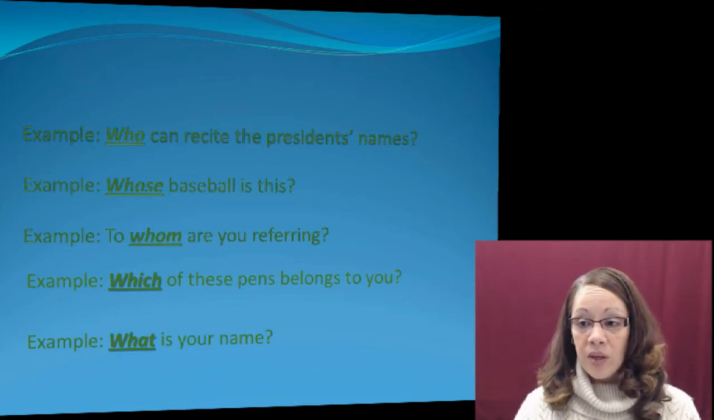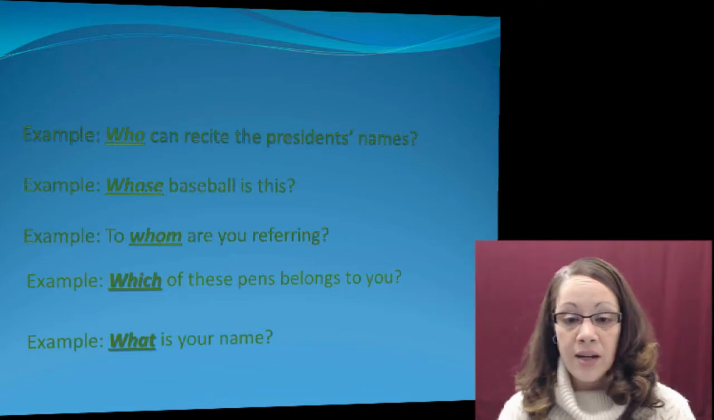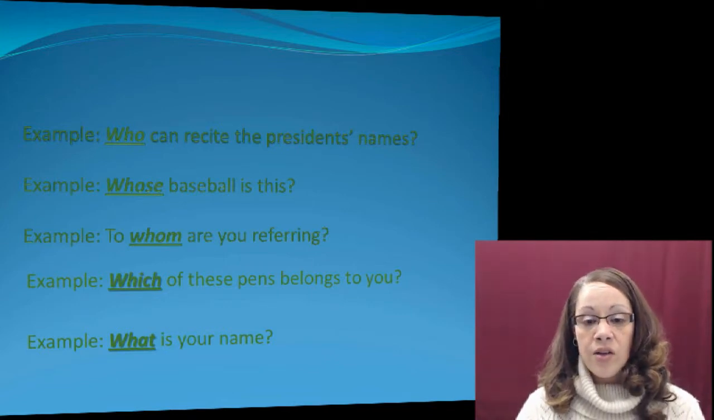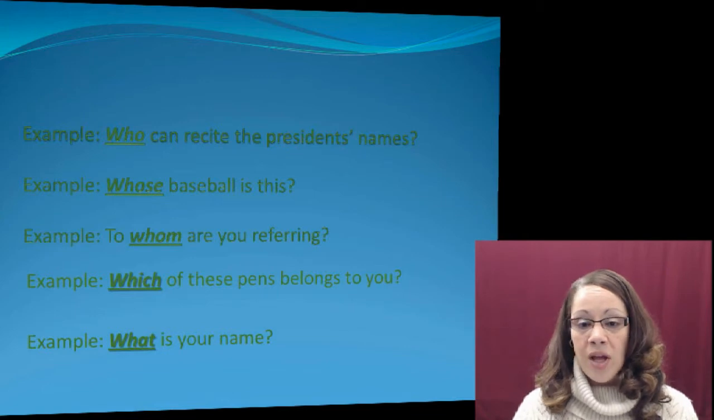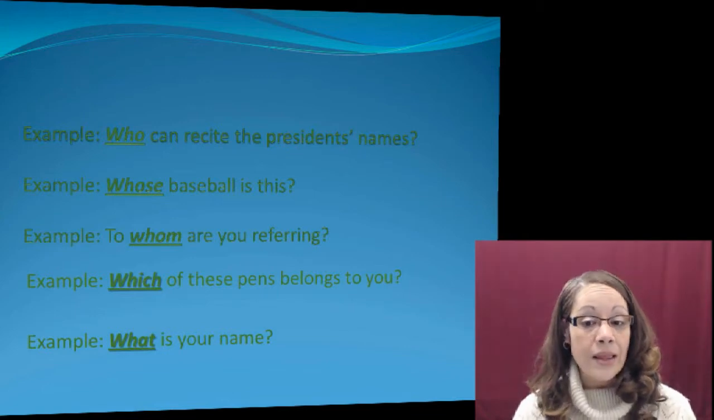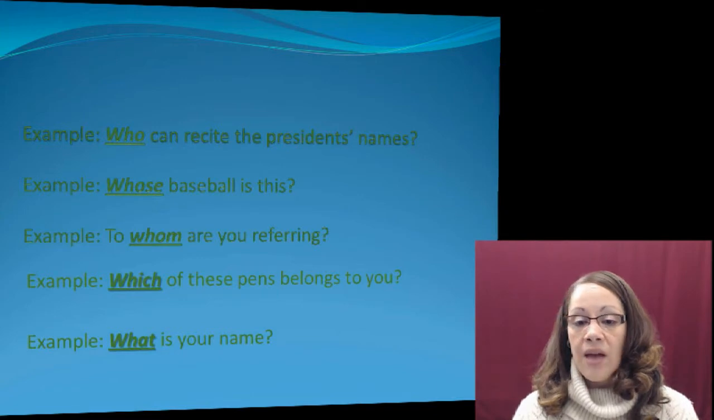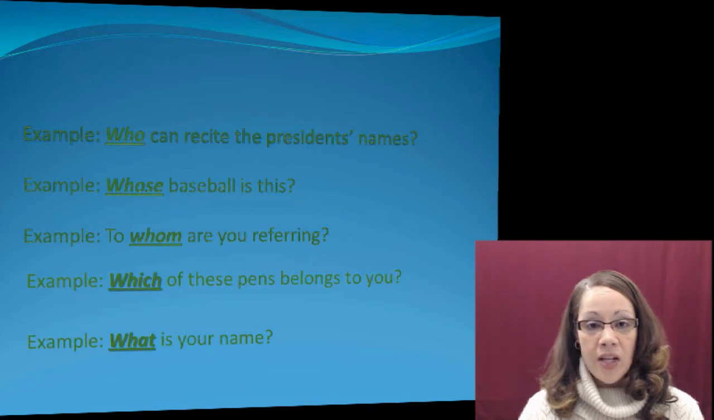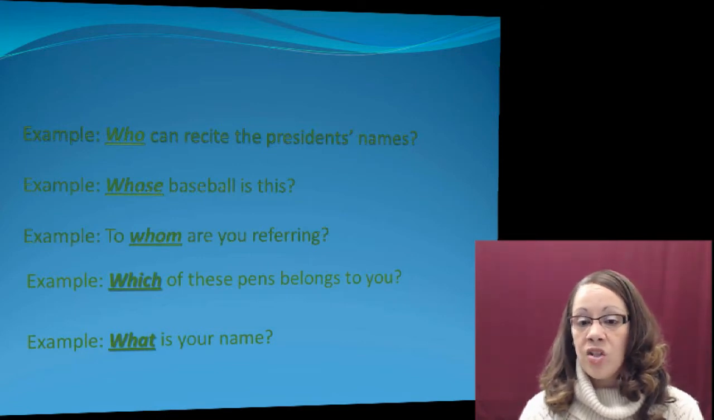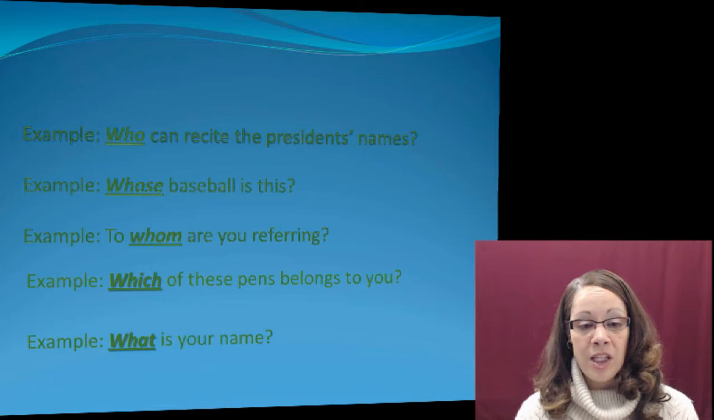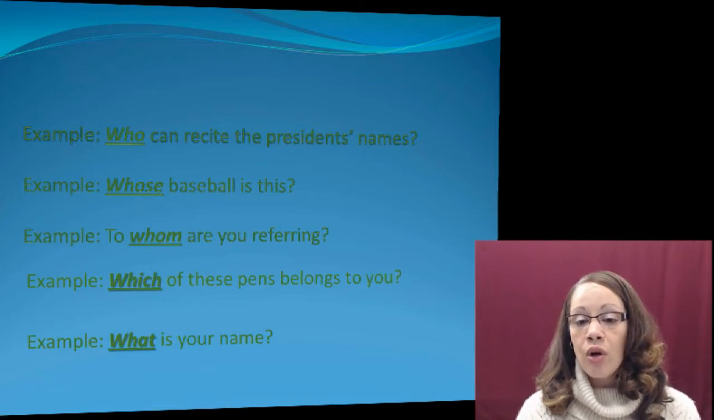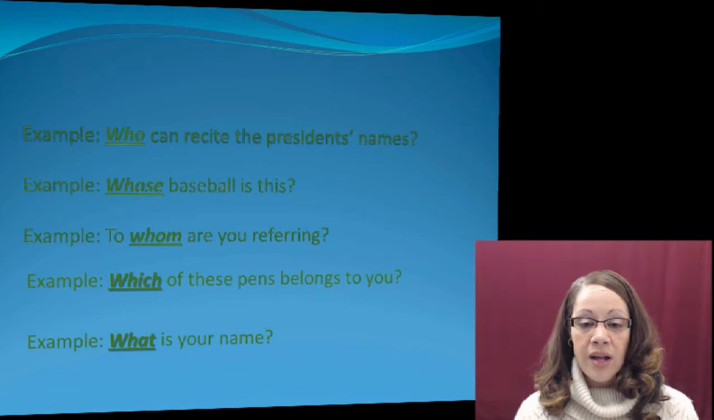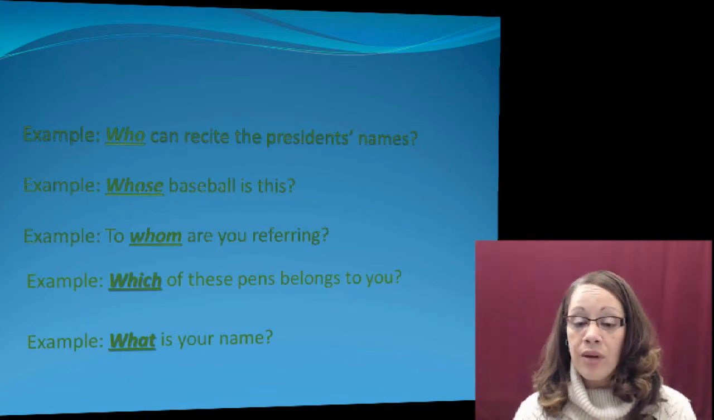Let's look at example number 1. Who can recite the president's name? Who is our interrogative pronoun that introduces this particular question to find out who exactly can recite the president's name. Then we also have example number 2. Whose baseball is this? Whose is our interrogative pronoun that introduces this particular question to find out who the baseball belongs to. Then I have example number 3. To whom are you referring? Whom is our interrogative pronoun that introduces this particular question.